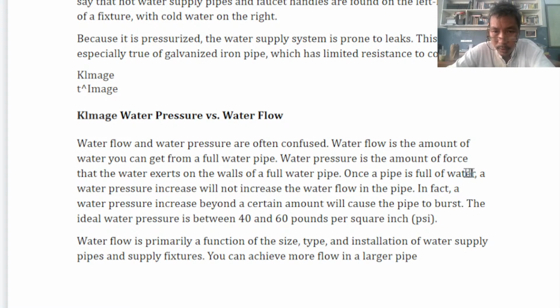Once a pipe is full of water, a water pressure increase will not increase the water flow in the pipe. In fact, a water pressure increase beyond a certain amount will cause the pipe to burst. Okay? So this is the difference.